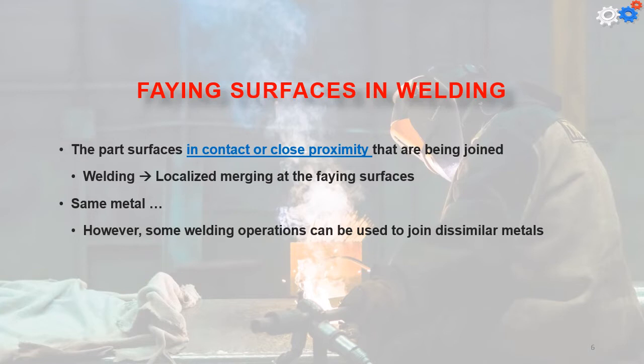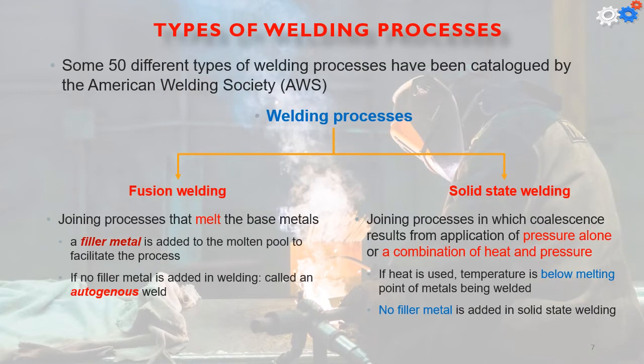The part surfaces in contact or close proximity that are being joined are known as the faying surfaces. In welding, we are going to have a localized merging at the faying surfaces. Usually, they must be the same metal. However, some welding operations can be used to join dissimilar metals. Some 50 different types of welding processes have been catalogued by the American Welding Society.